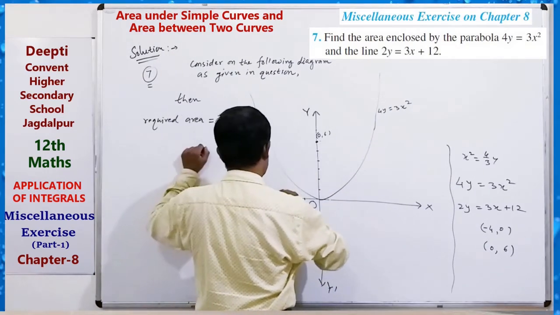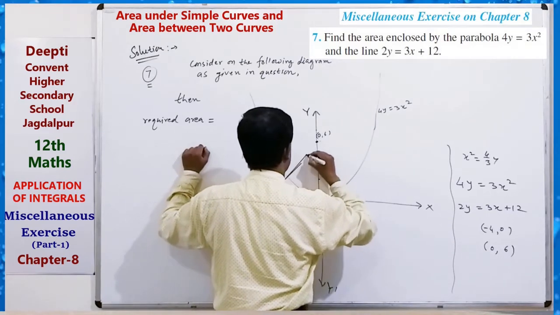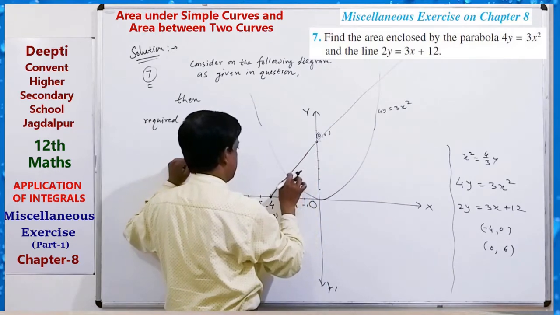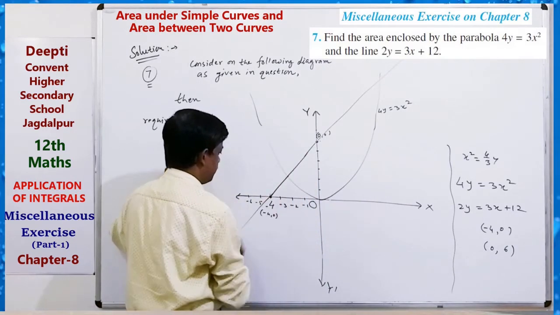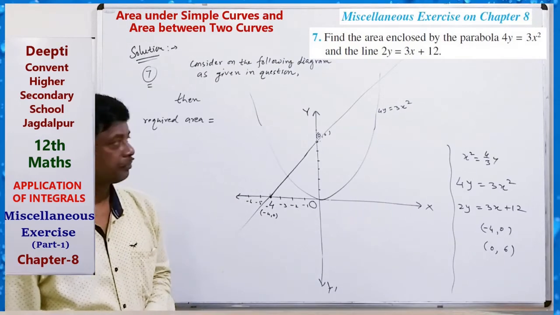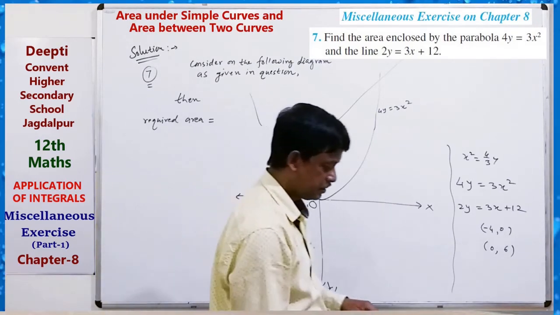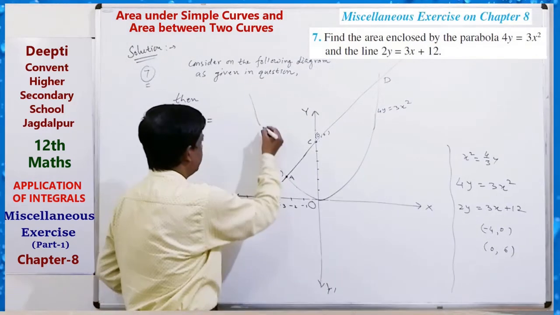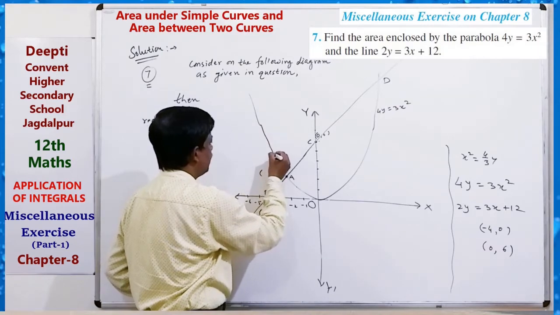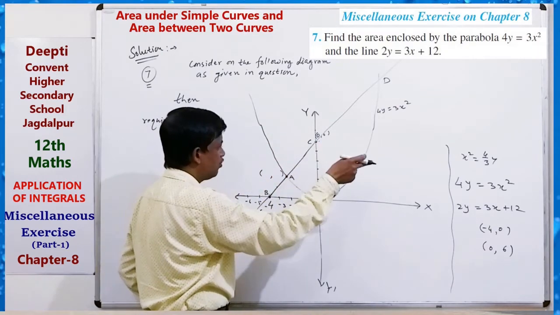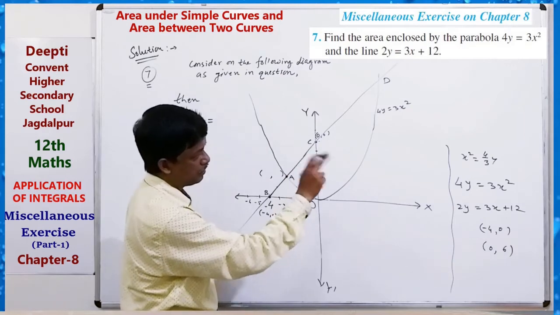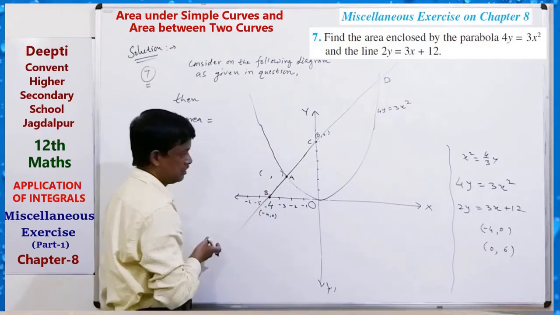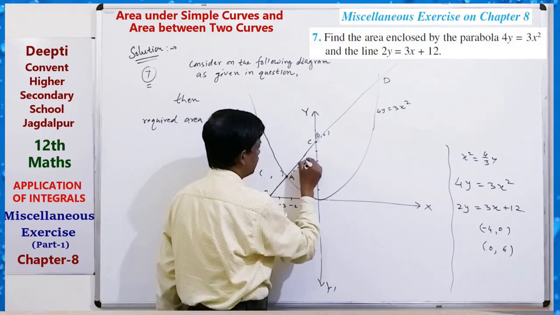So the line is like this. Here, the region is bounded by the parabola and line. That is, the parabola is this, the line is this. So this is our main part.